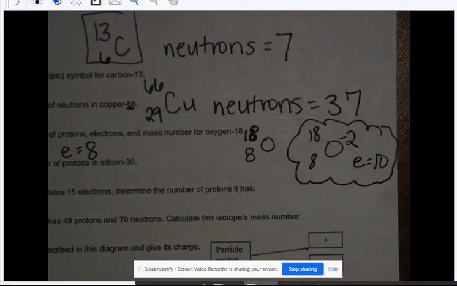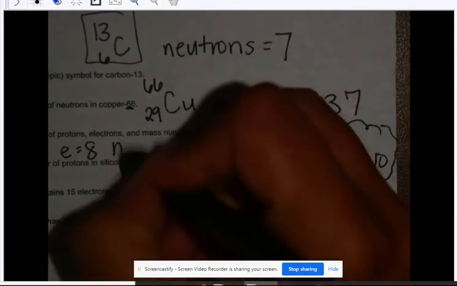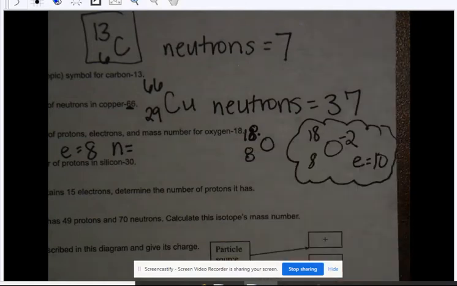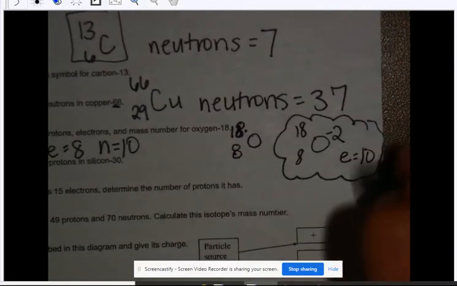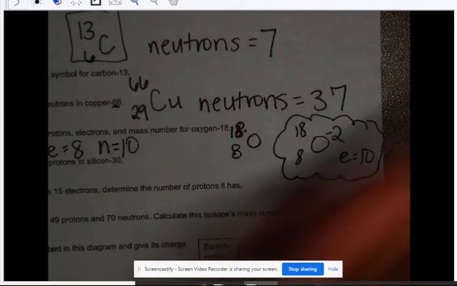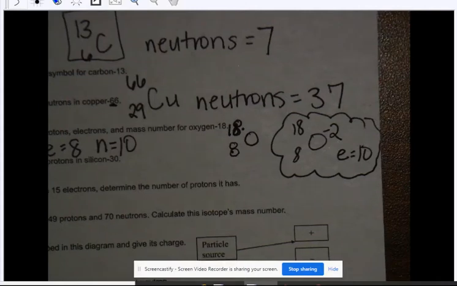So for the neutral one, let's finish that one out. Neutrons, we're going to get it by subtracting 18 minus 8, and we get the number 10. This one, same thing with the neutrons. This is an isotope. So you can have an isotope that is an ion, just so you know. I know we've kept them split, but you really can have both.